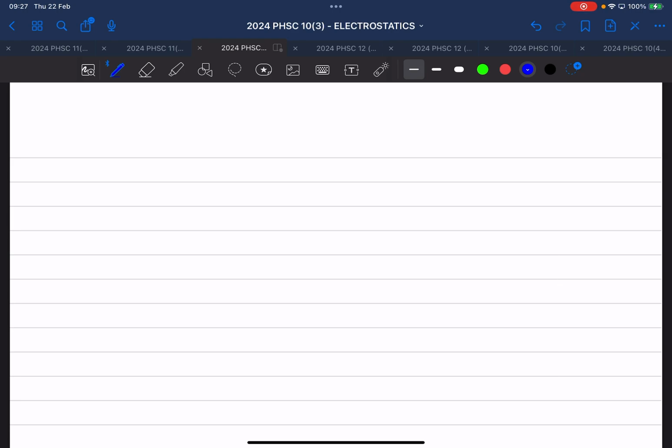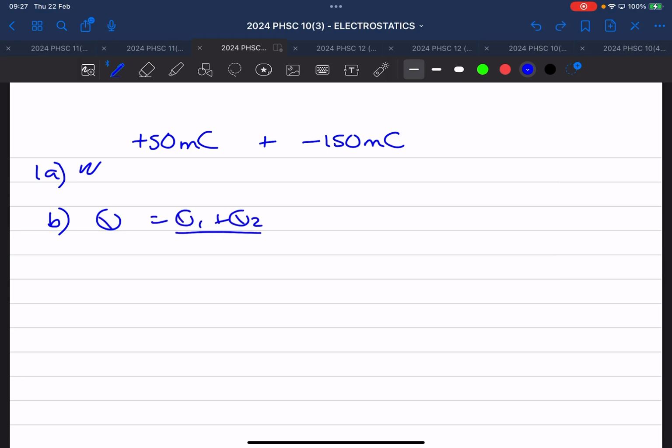Alright, so at question 1, I know we've already done 1A. I'm just quickly going to recap. At question 1, they say you have plus 50 millicoulomb and you have negative 50 millicoulomb. They are brought into contact and then separated. Alright, at 1A, they ask what is the excess electrons on the negative 50. We've already done that. At 1B, they say calculate their charge after making contact. So they've made contact.